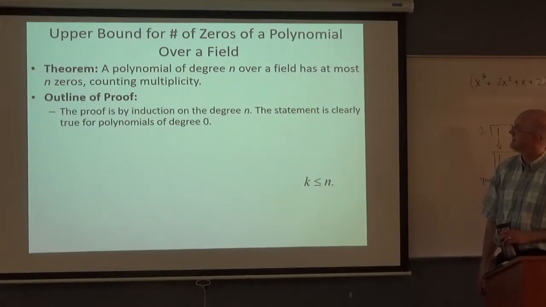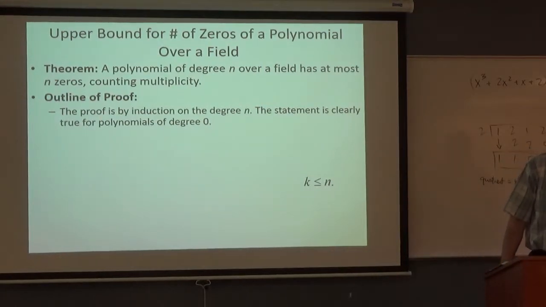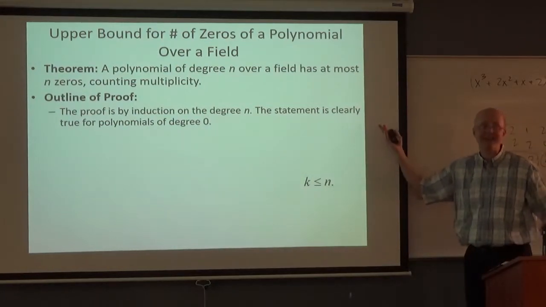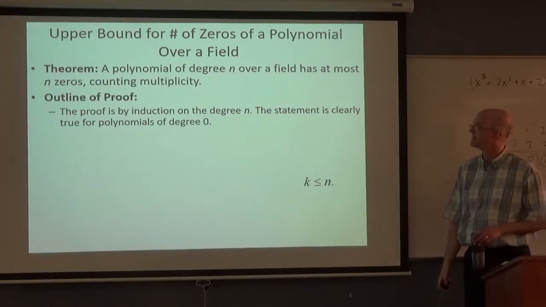The proof is by induction on the degree of the polynomial, starting with clearly true for polynomials of degree 0. They don't have any zeros. And we are talking about non-zero polynomials there because, again, the zero polynomial has undefined degree. We're talking about constant polynomials. They don't have any zeros, and therefore this theorem is true in that case.